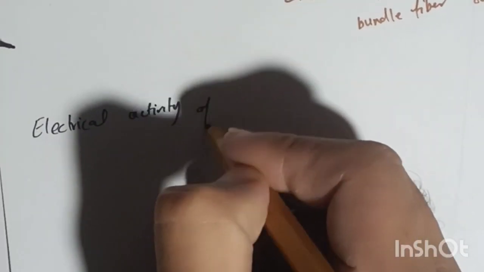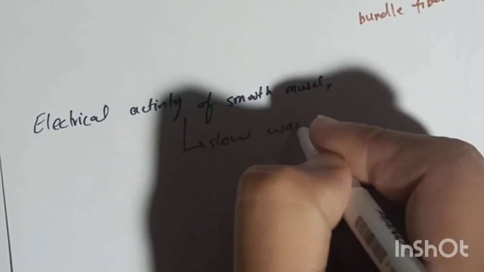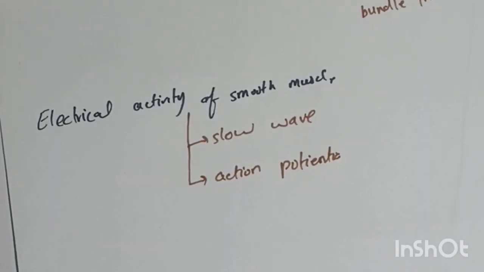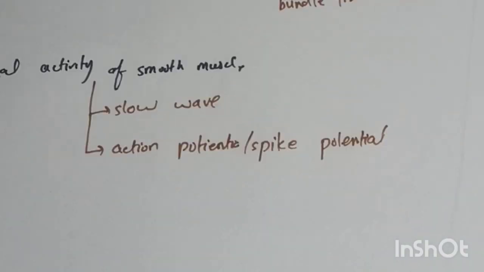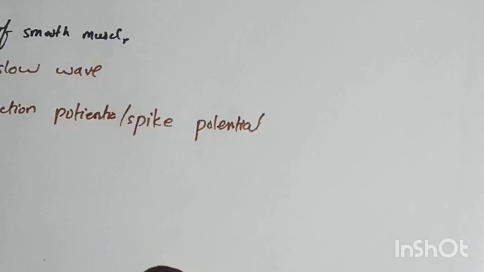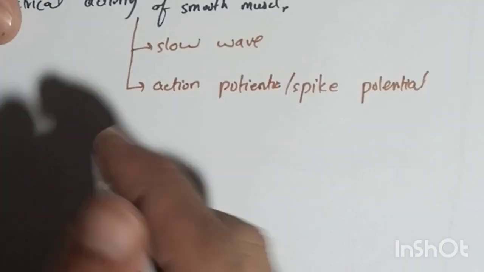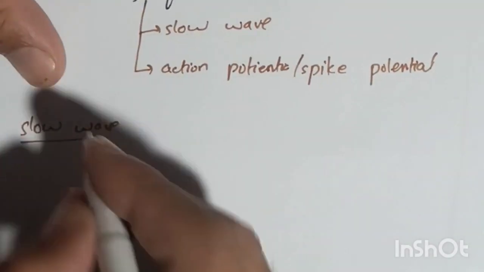Another thing you have to remember is the electrical activity of gastrointestinal motility. What is the electrical activity? There are two types: one is the slow wave, and the other is the action potential. The slow wave is generally the resting membrane, but it is restless. It fluctuates but doesn't cause contraction.